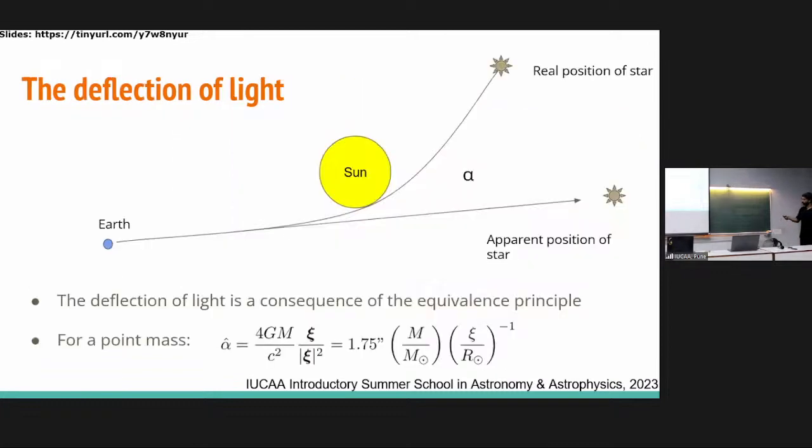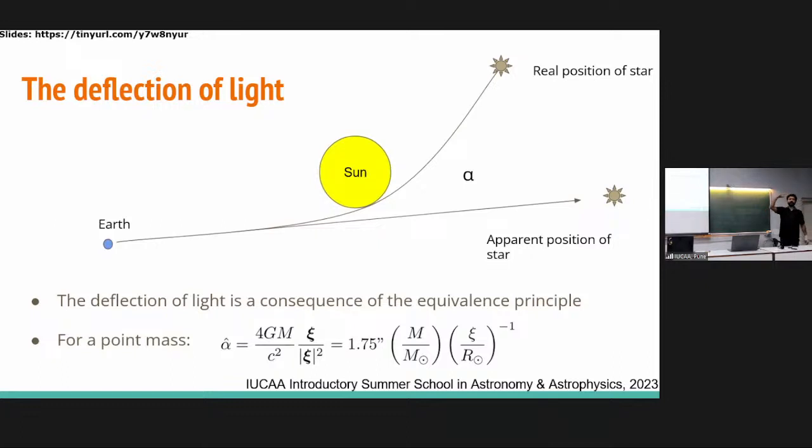So this was pretty cool. The amount of deflection that you should see for some impact parameter which is close to the radius of the sun is about 1.75 arc seconds. If you try to do this calculation in Newtonian physics, so if you say that I have a massive object and I'm going to shoot some object which has a velocity v, and then because of the gravitational force of the sun, you will see that this object will also undergo a deflection.